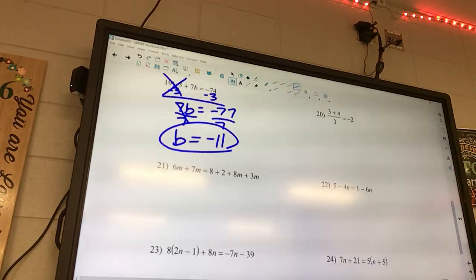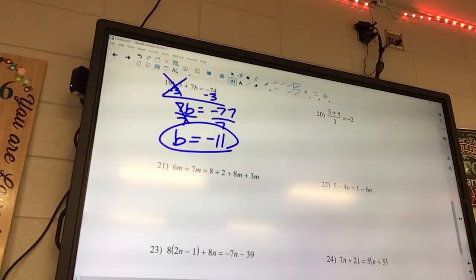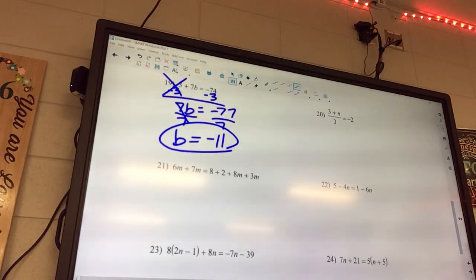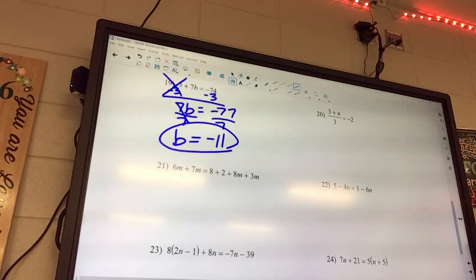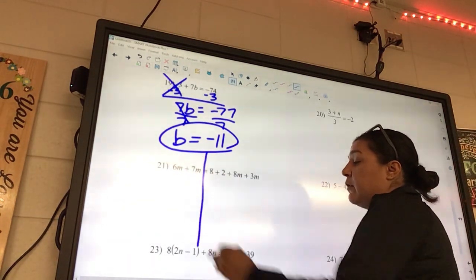Okay, 21. How many pieces are you allowed on each side? 2. Okay. You can have 0 pieces, 1 piece, or 2 pieces. Are we allowed to have 5 pieces? No. Are you allowed to have 3 pieces? No. Okay, and they have to be very specific pieces. What 2 pieces are allowed on the left and the right? A number and a letter. A number and a letter, okay? So I would always start off by kind of splitting this wherever the equal sign is at.